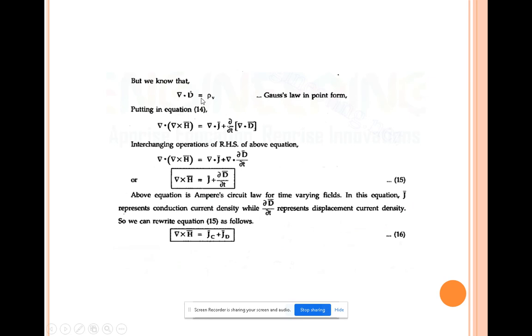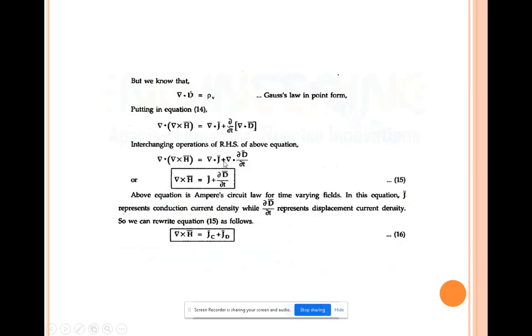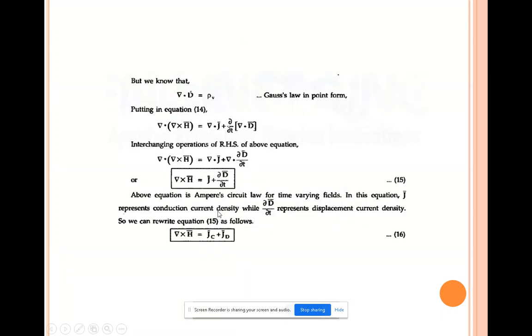According to Gauss law, del dot D vector equal to rho v. We will use this from the earlier derivation. Gauss law, that is del dot D vector equal to rho v. So putting this in the 14th equation, in the plus term, instead of rho v we write del dot D vector. Okay, then del dot del cross H vector equals del dot J vector plus dou by dou t of rho v, so in place of rho v we write del dot D vector.